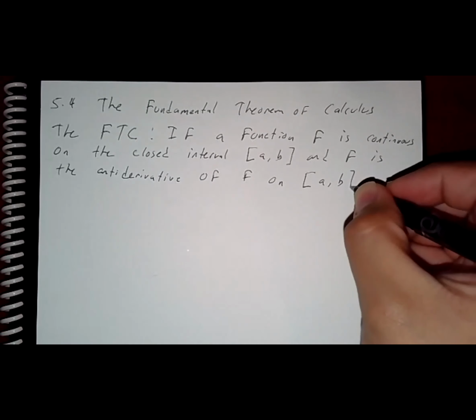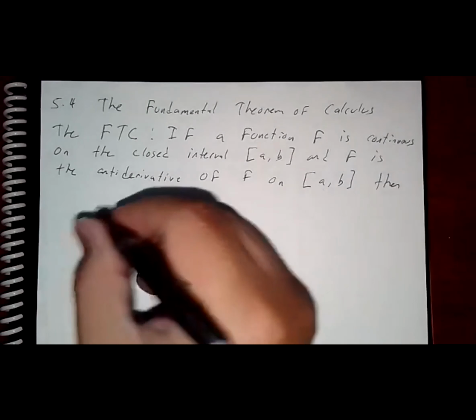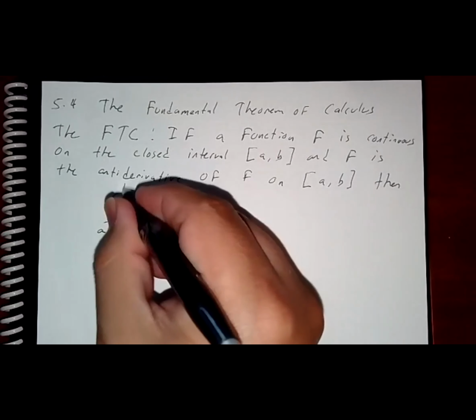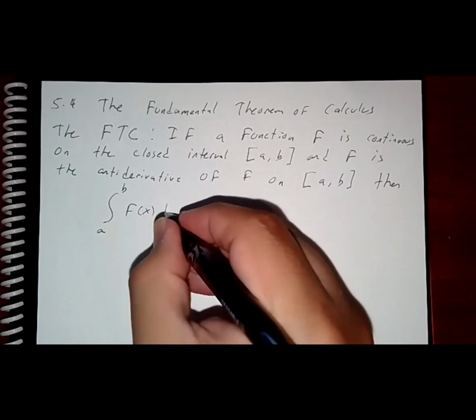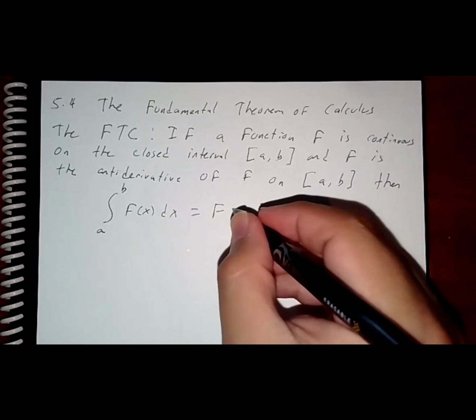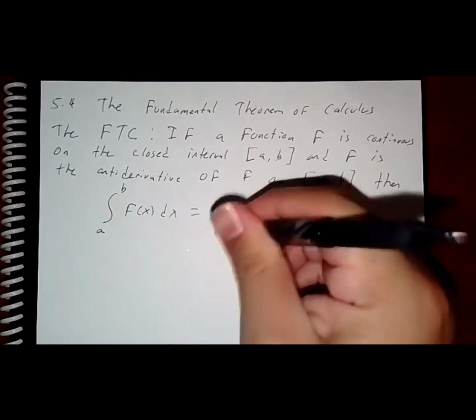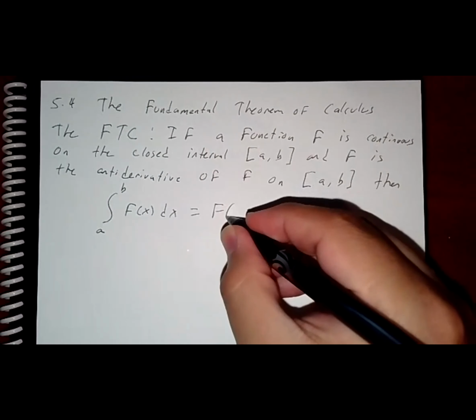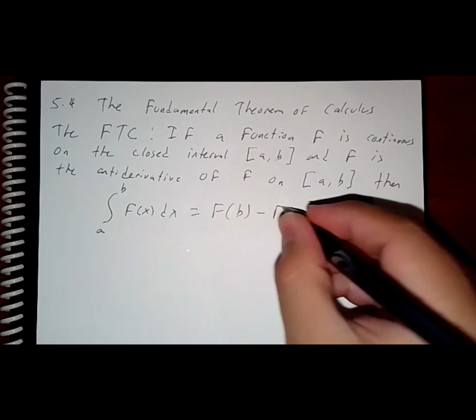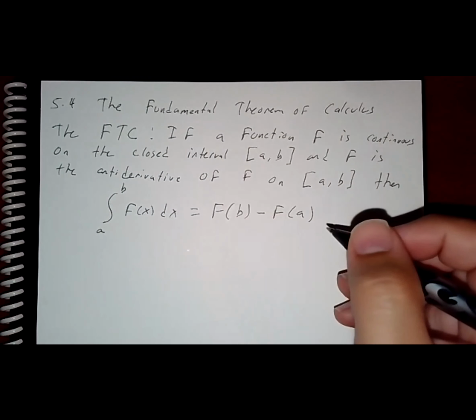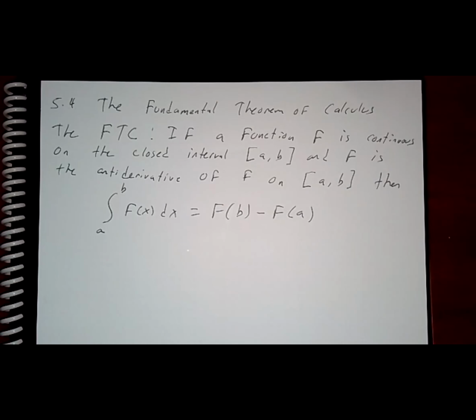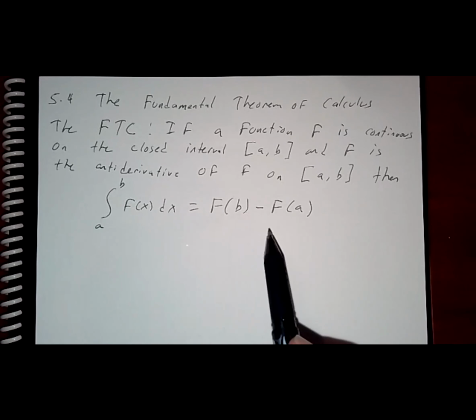On AB, then the integral from A to B of lowercase f of x will equal capital F of B minus capital F of A. All right, so basically you find the antiderivative and then you evaluate the function at those values.